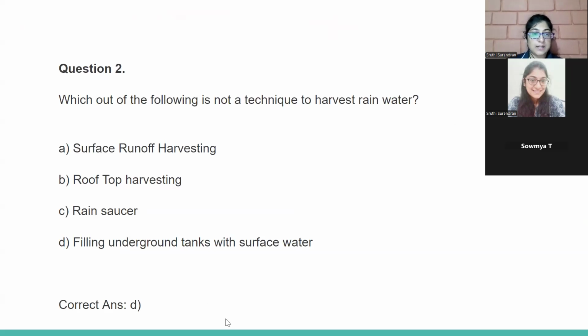Out of this, filling underground tanks with surface water will be the wrong answer. Rain saucer, rooftop harvesting, surface runoff harvesting, all of them are options for collecting rainwater. Filling tanks with surface water is a method of artificial recharge, but not rainwater harvesting. So the correct answer for this question would be option D.